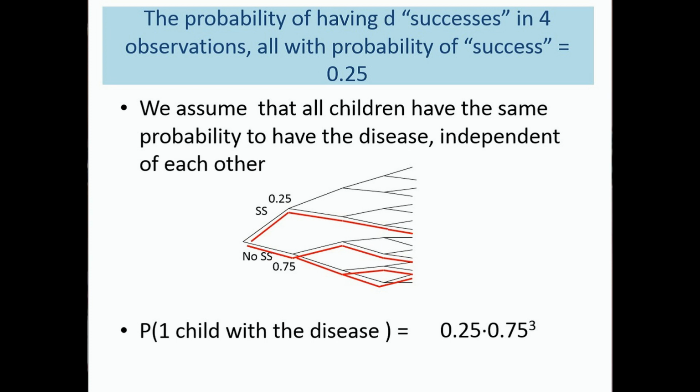So we see 4 possible branches all leading to the same answer, exactly one child diseased. All those branches have the same probabilities. So the total probability to have exactly one child with the disease is 4 times 0.25 times 0.75 to the power 3.